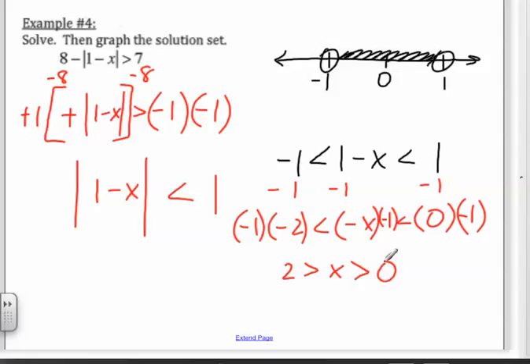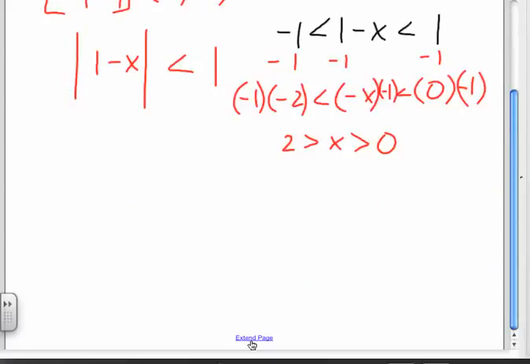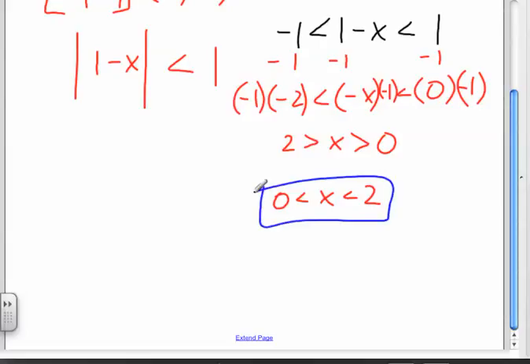But I don't like it this way, do I? I don't like my inequalities like that. I need to have the smaller numbers on the left. 0 is less than x, which is less than 2. Does that make sense? Let's just go back and check it and see if it works. What number is between 0 and 2? Curran? I like 1. Let's try it.